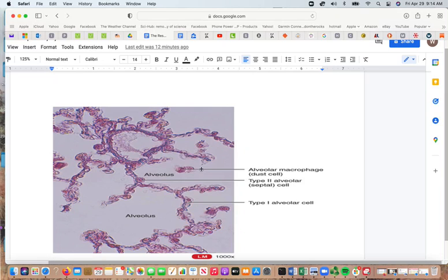So we can see here, here's one of those dust cells or alveolar macrophages, your type 2 septal cells, and then your type 1 alveolar cells.